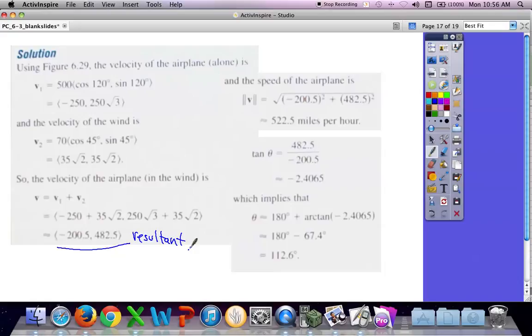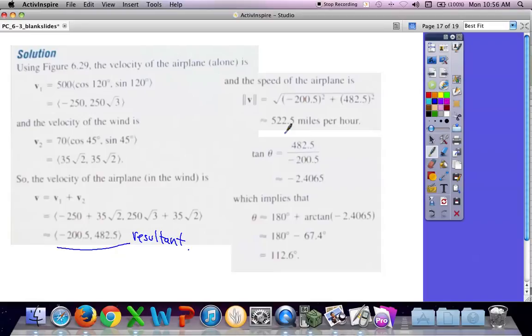Okay, if that's your component form of the vector, how do you know the speed? How do you know the magnitude of it? Can you do that? The square root of the first component squared plus the second component squared. And you get 522.5. So actually the wind is speeding this thing along a little bit.